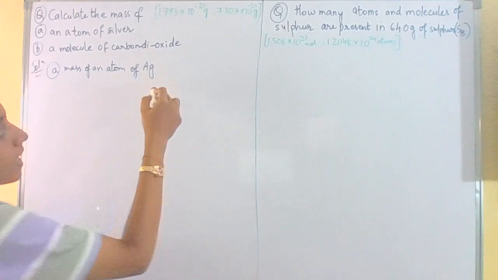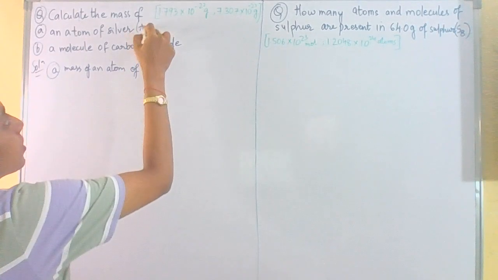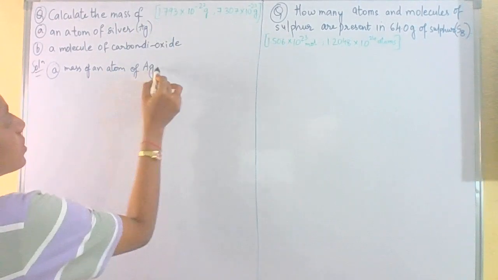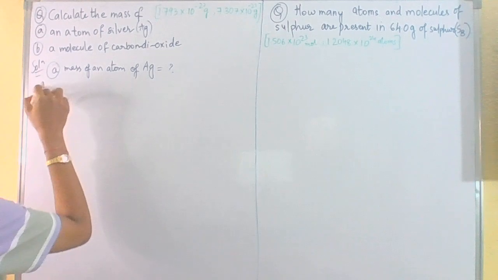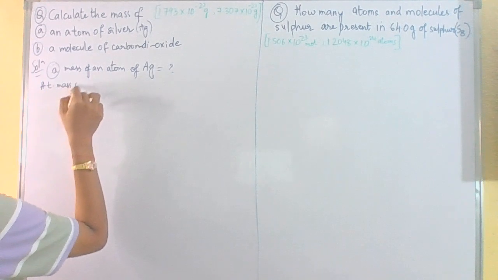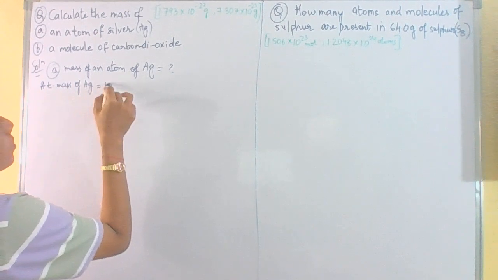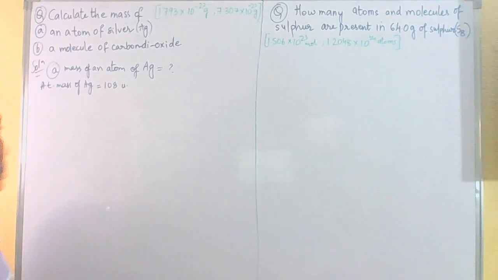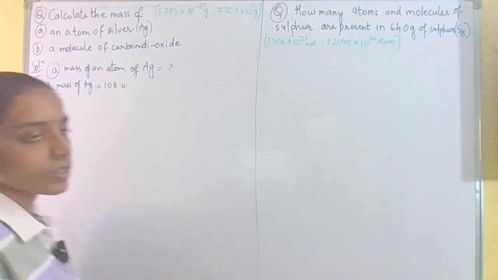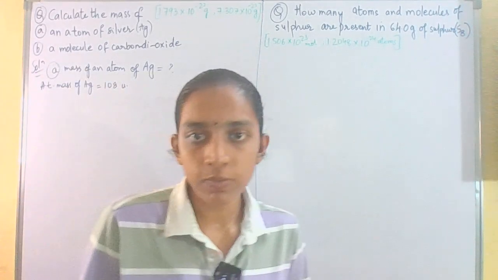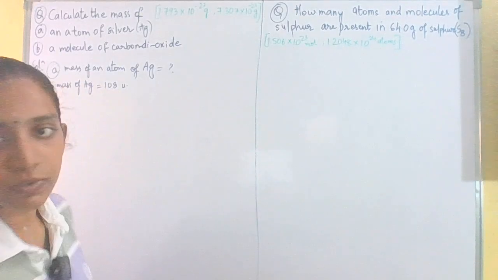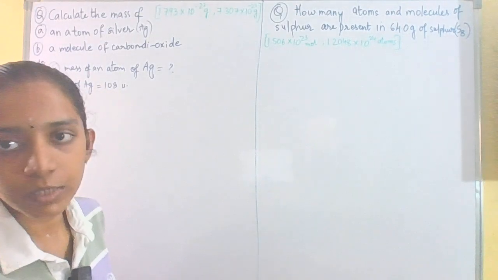Silver is represented as Ag. Ag is the symbol of silver. The atomic mass of silver is equal to 108 units. For certain elements, you have to remember the atomic mass so that you can solve the problems easily. Sometimes they will not give in the question that the atomic mass of this element is this much.